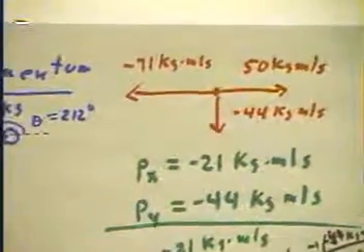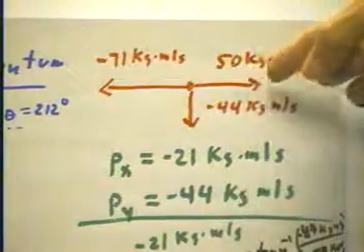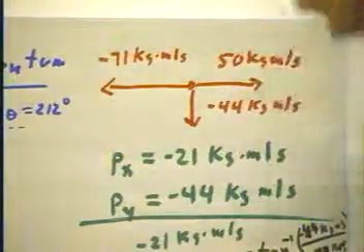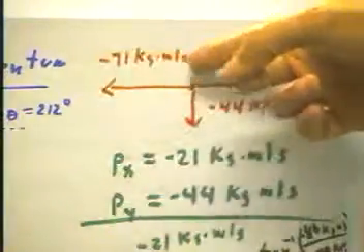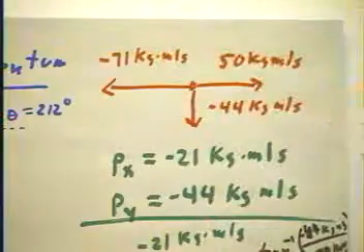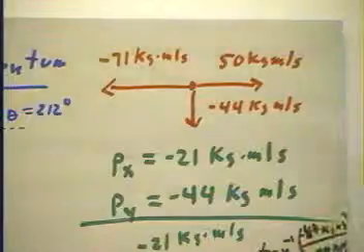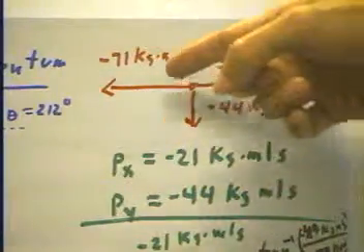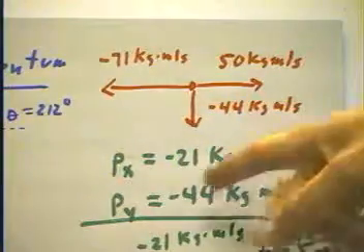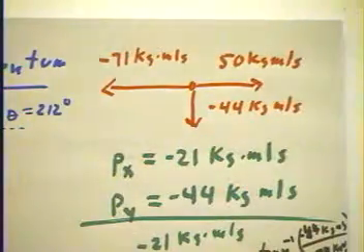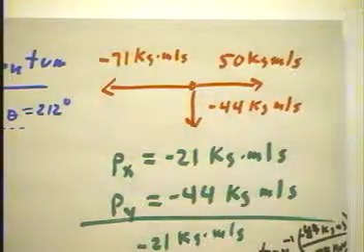So the momentum situation simplifies to what we have here. We have a 50 kilogram meter per second momentum, that's the total momentum of the first object, and the two momentum components of the second object, negative 71 and negative 44 kilogram meters per second, respectively in the x and y directions. We then get a total momentum. Well, what's the total x momentum? 50 kilogram meters per second this way, negative 71 in this direction, gives us a total of negative 21 kilogram meters per second. The y component is negative 44 kilogram meters per second.